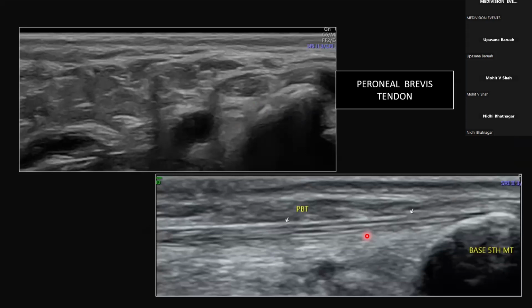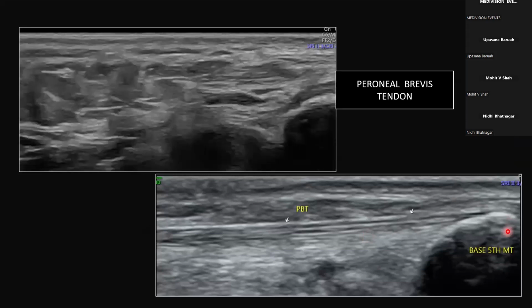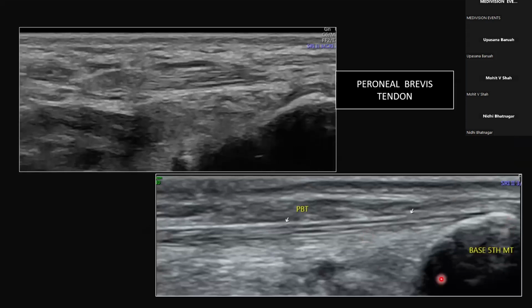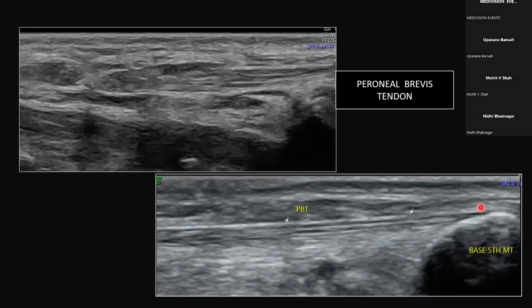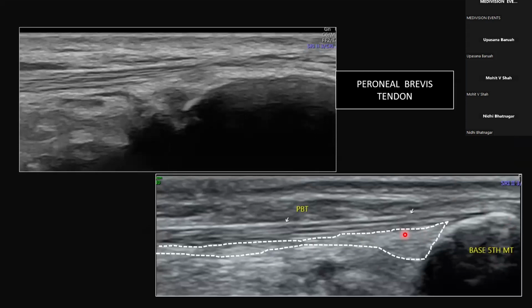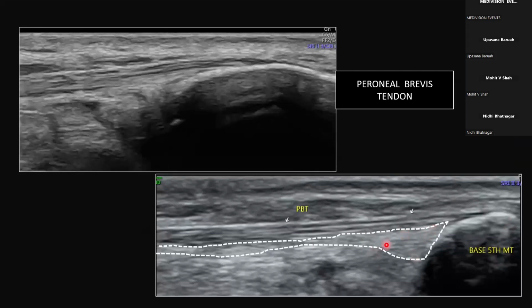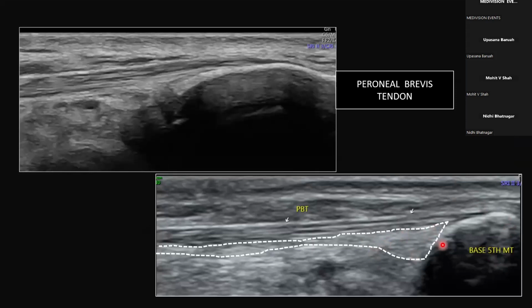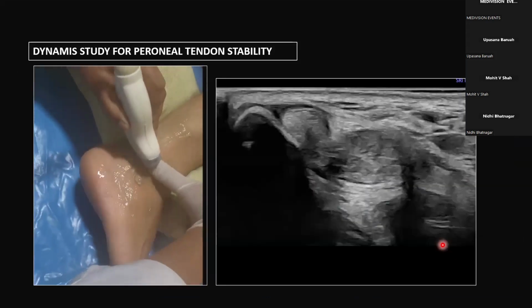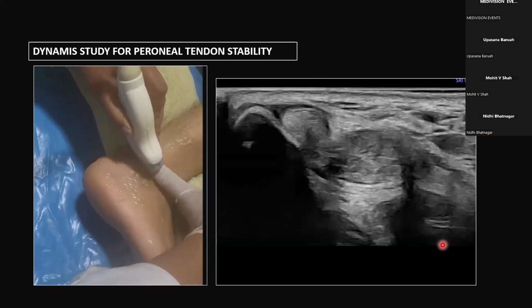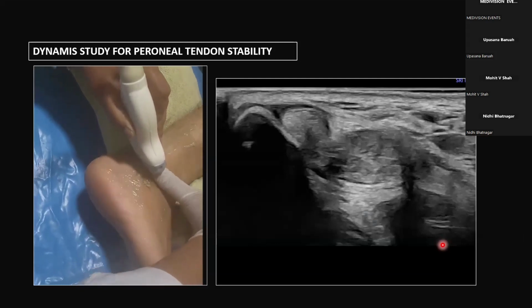We must look at this portion because it's another common site of bone injury. There is a regular pattern of a triangular structure that gets attached to the base of the fifth metatarsal on the plantar aspect, and this is the lateral band of the plantar fascia. So we do the dynamic study like this: put a pillow, then support the probe with your thumb.